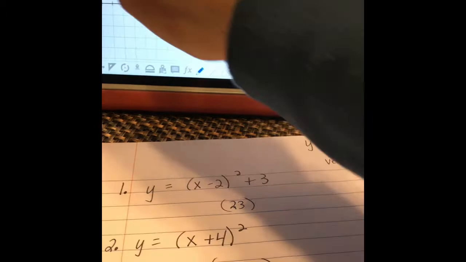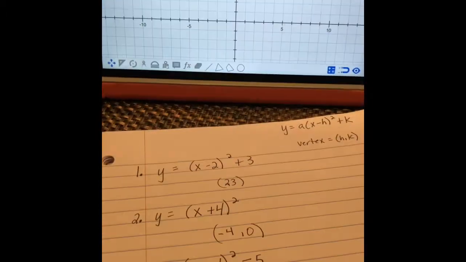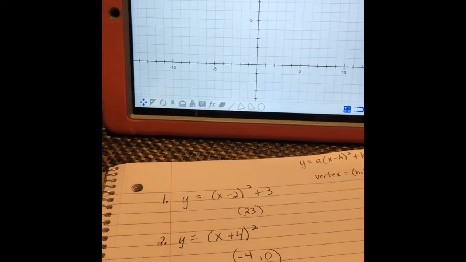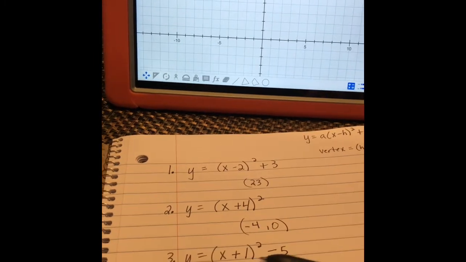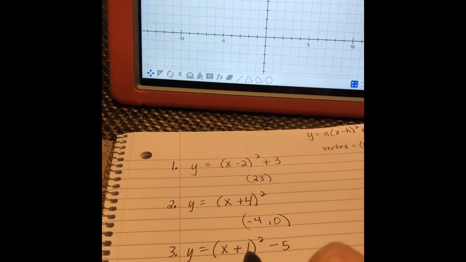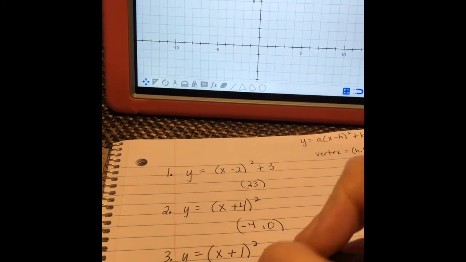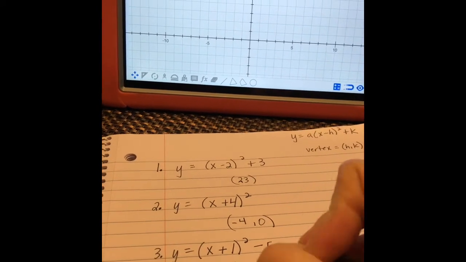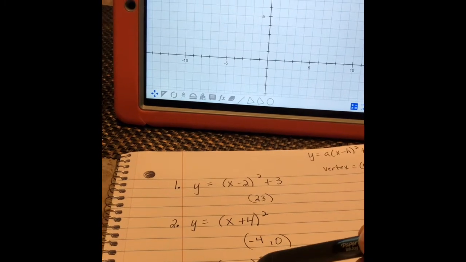Okay, moving on to number 3. Okay, here we are again back to number 3. So number 3, first step is going to be to find the vertex. So the vertex here is going to be (-1, -5). And I know that part's always tricky when it's inside the parentheses here.